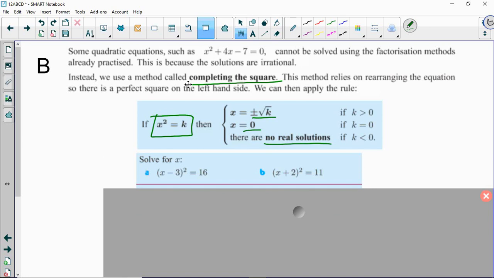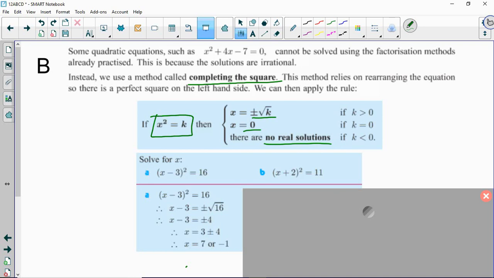So if we had x minus 3 squared equals 16, well, let's just take the square root of both sides. That's going to get us x minus 3 equals plus or minus 4. And then we'll just add the 3 to both sides. And we'll get either 3 plus 4, which is 7, or 3 minus 4, which is negative 1. On the right, we can take the square root of 11.